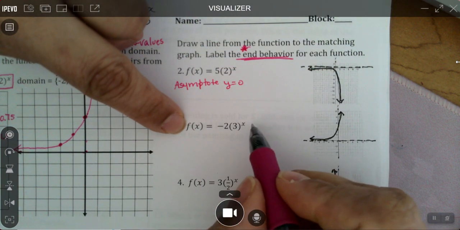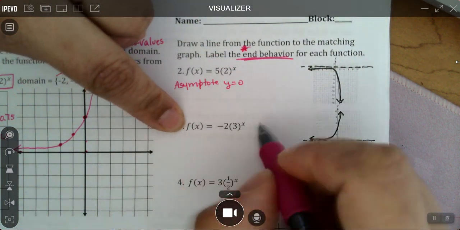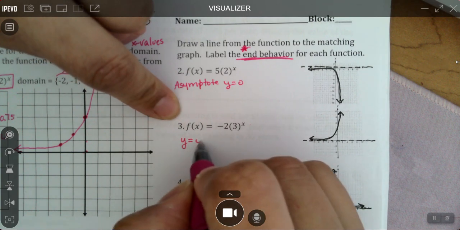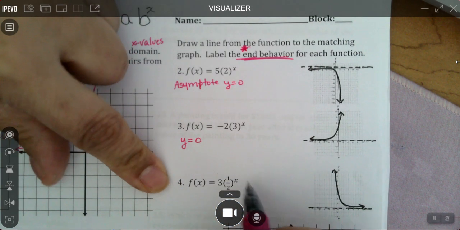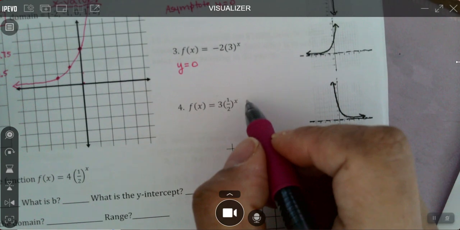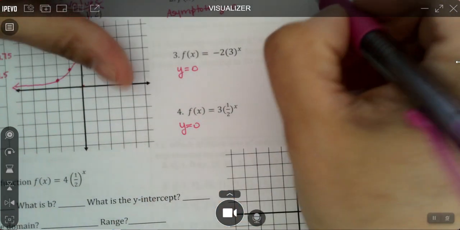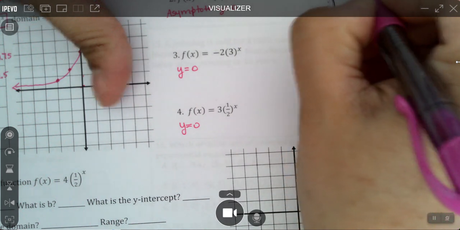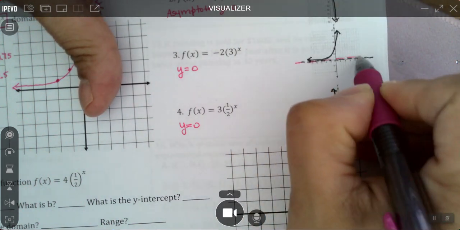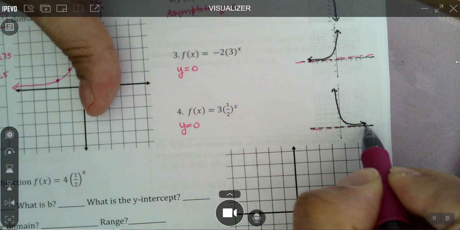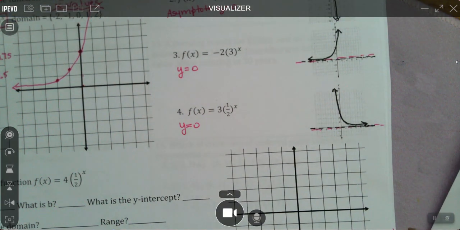Is there a constant at the end here? No. So that means your asymptote is at y equals 0. Same thing here. There is no constant at the end, so that means that the asymptote is y equals 0. So that's not going to help us because they all have the same asymptote. Clear? So we can't tell them apart by the asymptote. So now let's try something else.